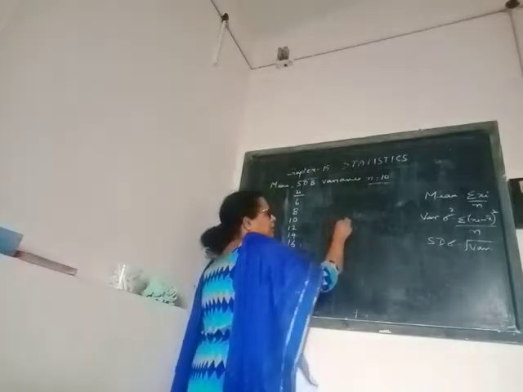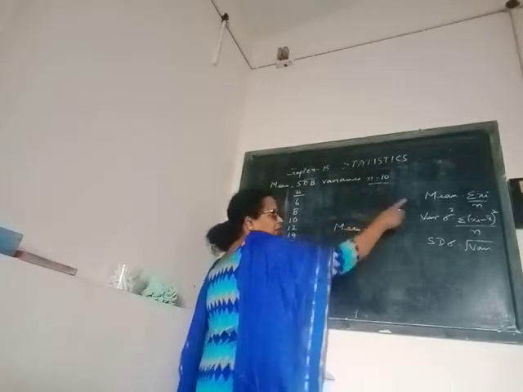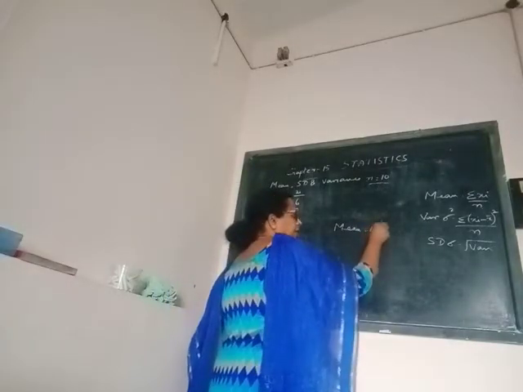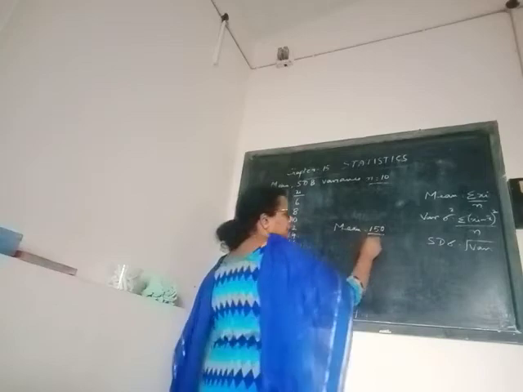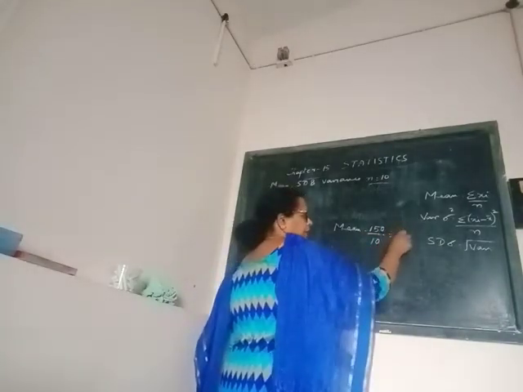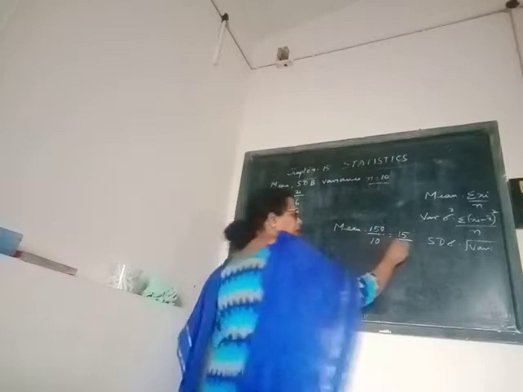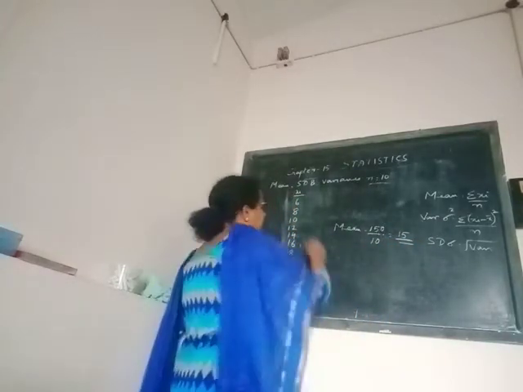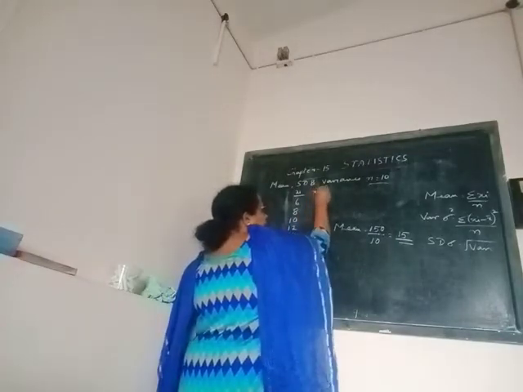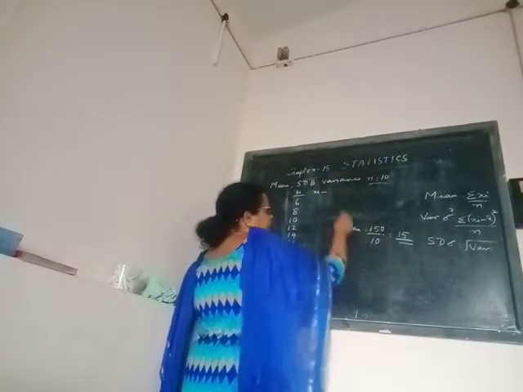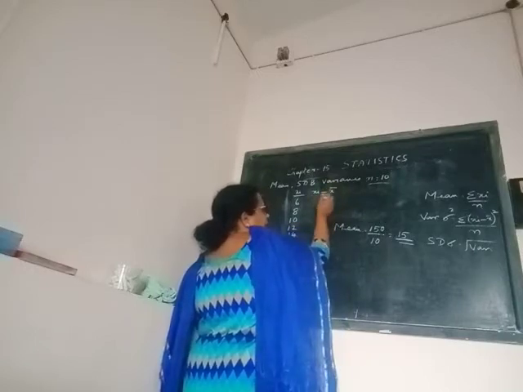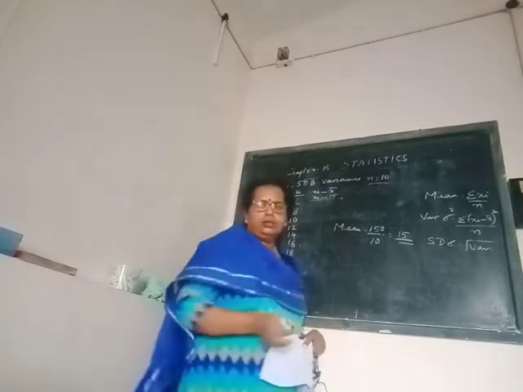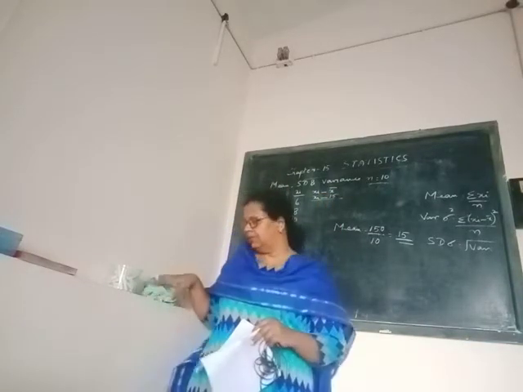Mean is sigma xi by n. Write the formula, then substitute. Sigma xi is 150 divided by n, which is 10. So we will get the mean as 15. When we get the mean, we will be able to find the variance, because the next column is xi minus x bar. X bar is 15. You can write xi minus x bar or xi minus 15. It is better you write xi minus 15. It is easy to calculate.